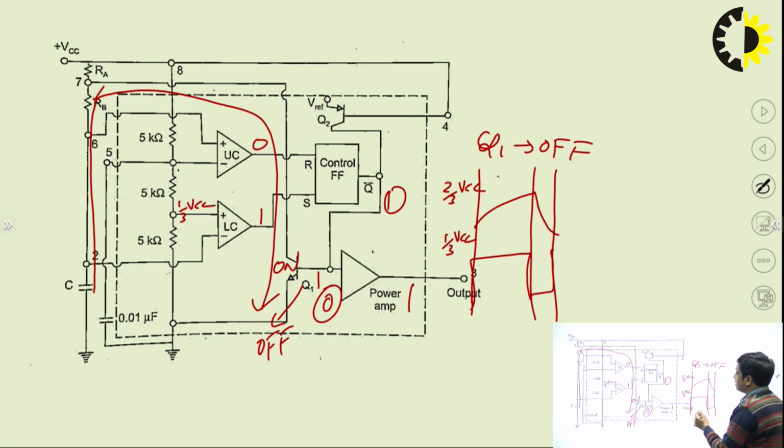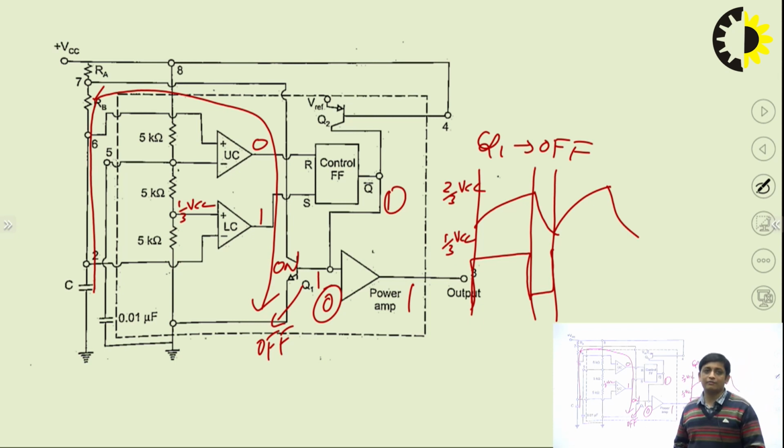So this charging and discharging of the capacitor continues. From 1 by 3 VCC to 2 by 3 VCC, the capacitor is charging, and from 2 by 3 VCC to 1 by 3 VCC, it gets discharged. And whenever the capacitor is charged, the output is high, otherwise the output is low.